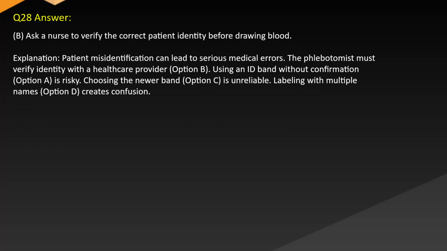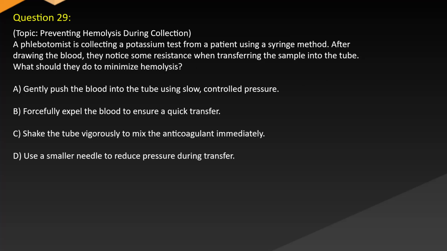Answer B, ask a nurse to verify the correct patient identity before drawing blood. Explanation: patient misidentification can lead to serious medical errors. The phlebotomist must verify identity with a healthcare provider. Option B. Using an ID band without confirmation, option A, is risky. Choosing the newer band, option C, is unreliable. Labeling with multiple names, option D, creates confusion.